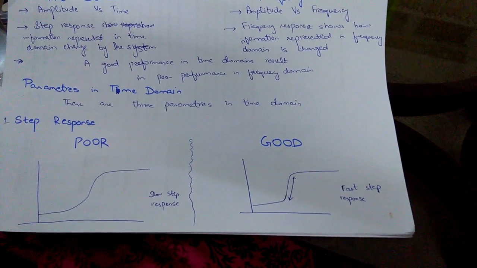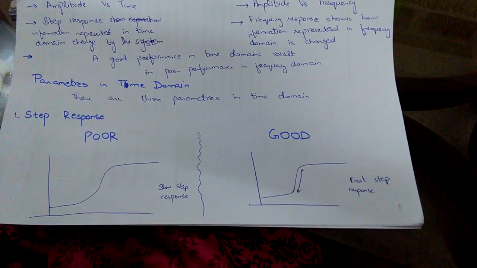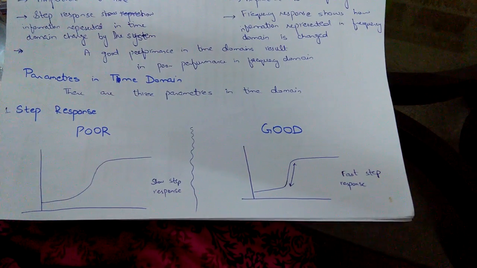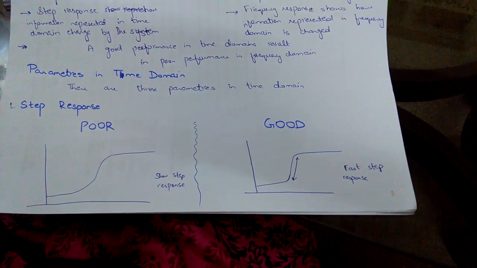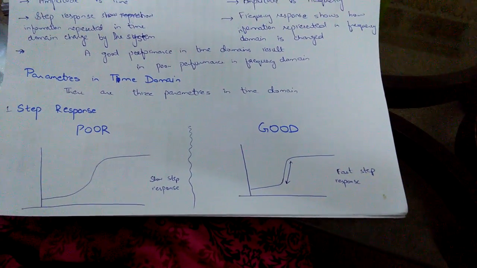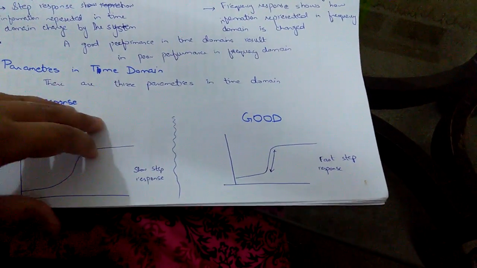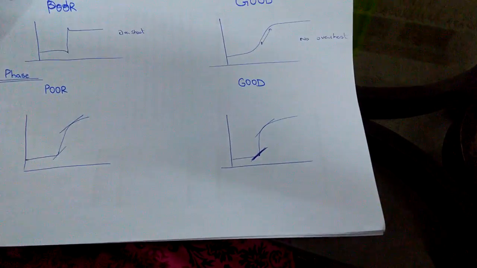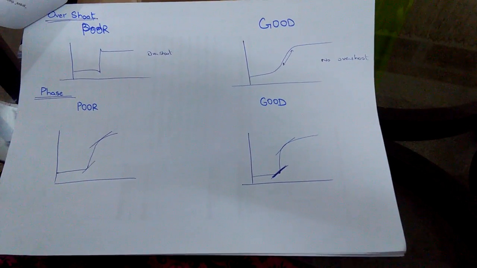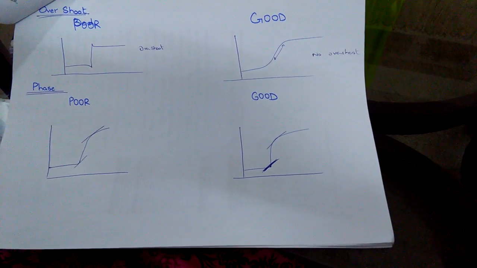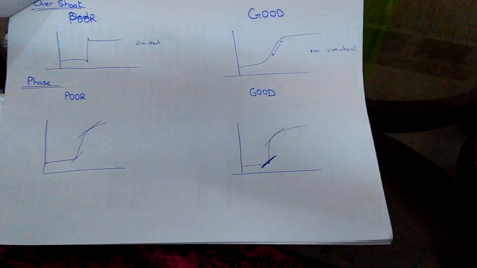Parameters in the time domain. There are three parameters. Line by line we study all this. First is step response. If the step response is slow, then we consider it poor, while if the step response is fast, this is a good example of a filter. Next, overshoot. If there is an overshoot, then we consider it a poor filter, while if there is no overshoot, we consider it a good filter.